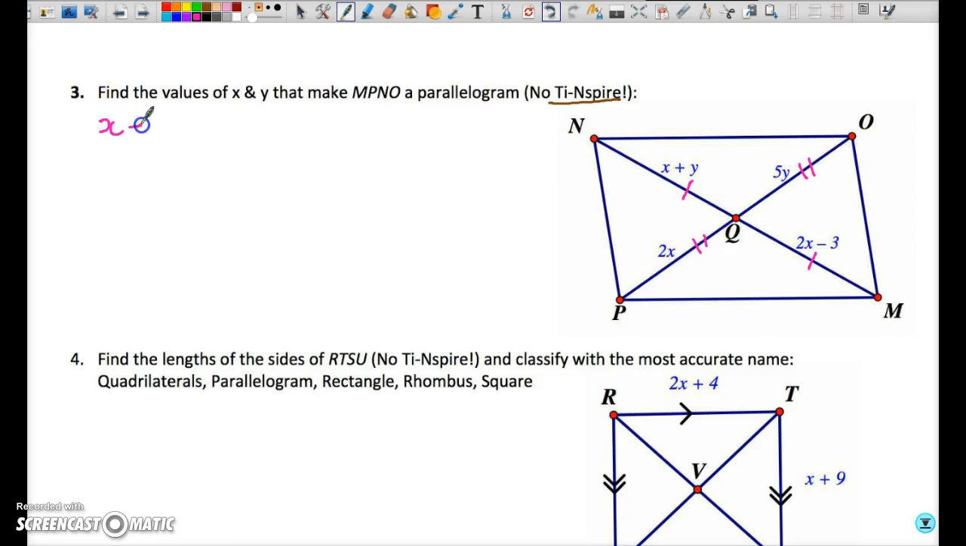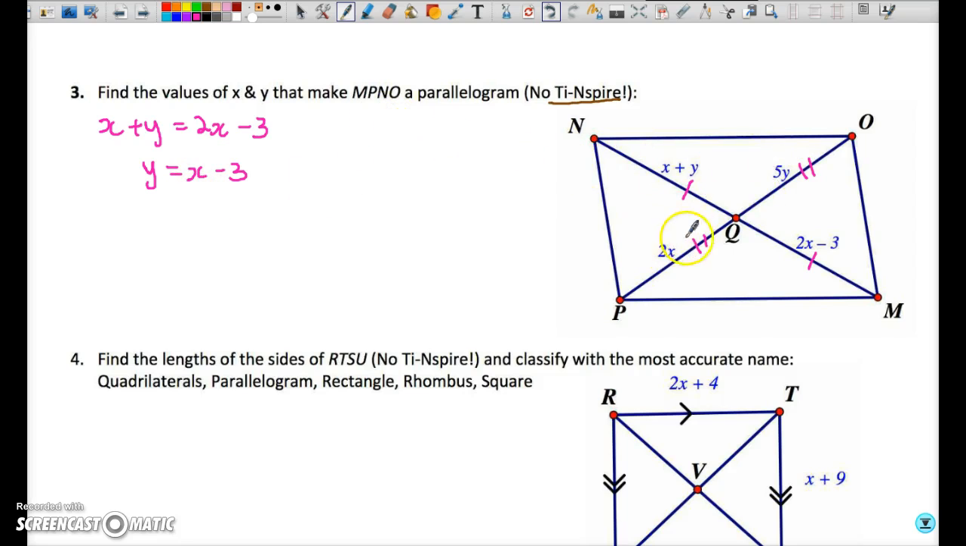So our equation x plus y is equal to 2x minus 3. And so what I'm going to do straight away is I'm just going to simplify that equation a little bit. I'm going to move the x to the right-hand side. So y is equal to x minus 3. So I'm subtracting x from both sides to get y equals x minus 3. There's my first equation in a very usable form.